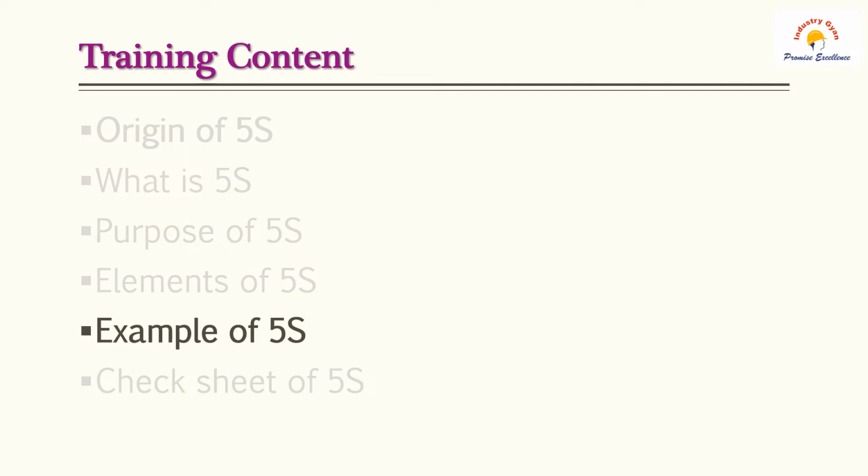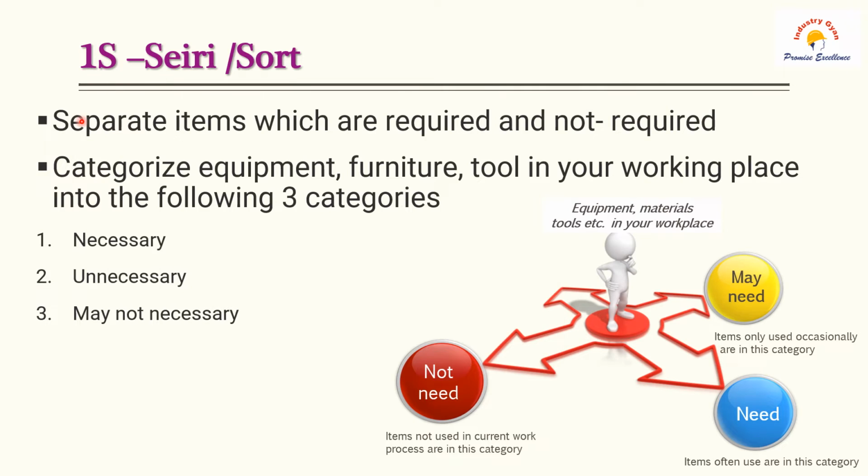Now understand every S with example. Seiri or sort is the first step of 5S. It refers to sorting the clutter from the other items within the work area that are actually needed. Separate items which are required and not required. Categorize equipment, furniture, and tools in your working place into the following three categories: necessary, unnecessary, and may not be necessary.